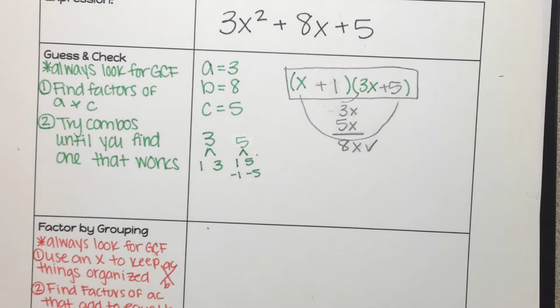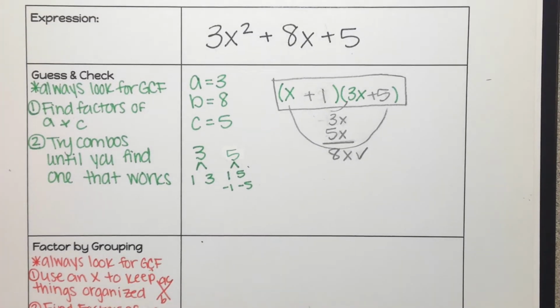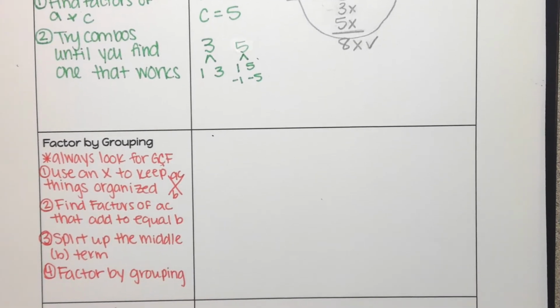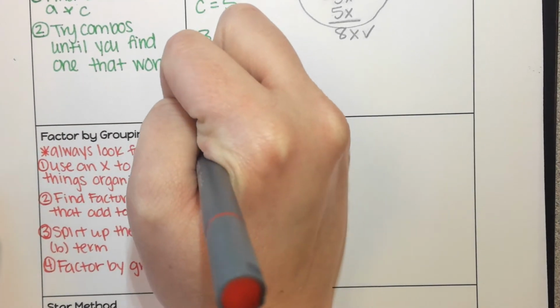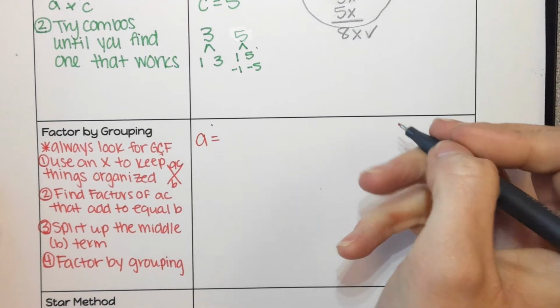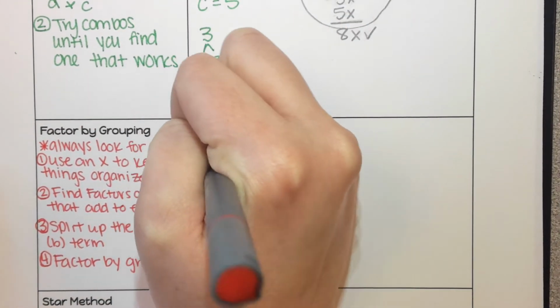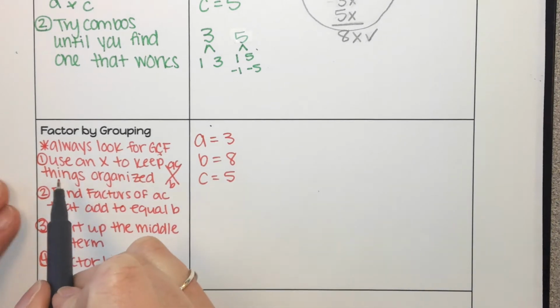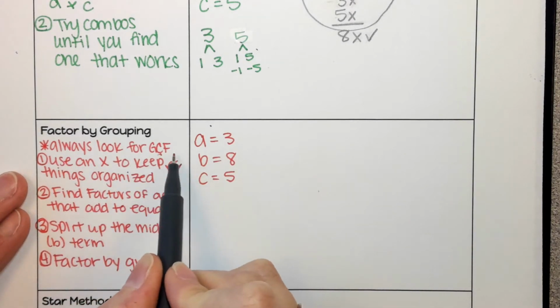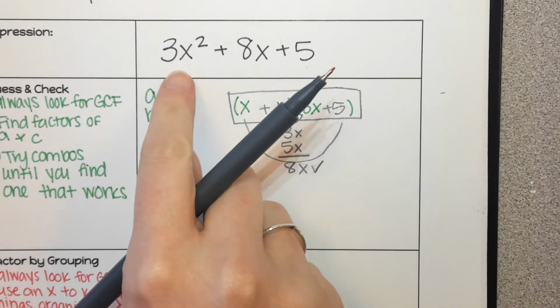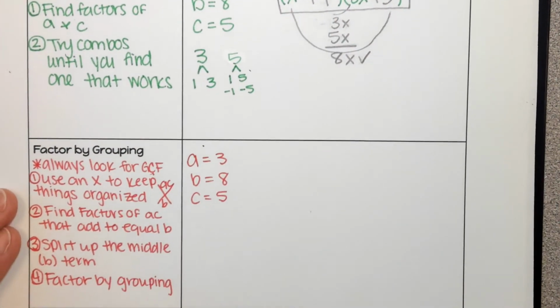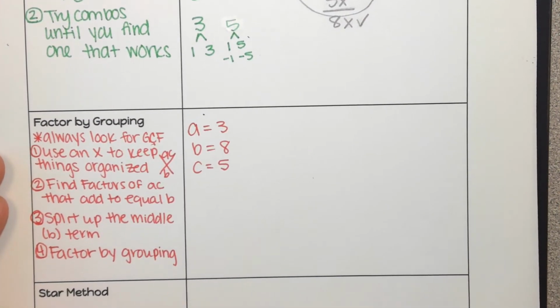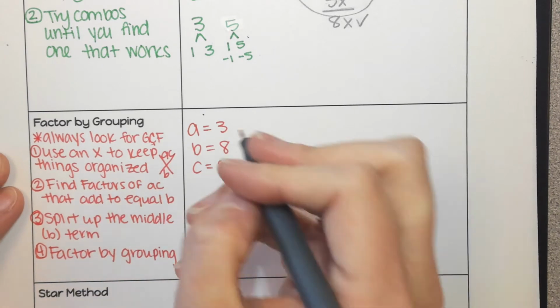Okay, so we're still looking at that same expression that we started with. Again, I'm going to say that A is 3, B is 8, C is 5. I know that I don't have a GCF. We already did that up here, but there's not a GCF.